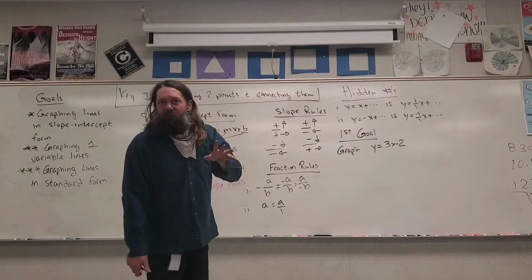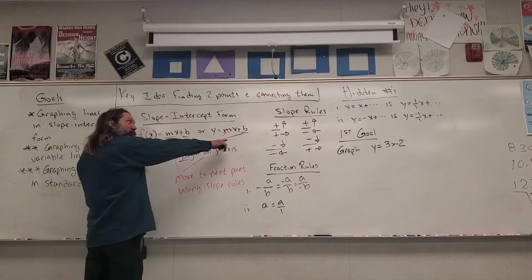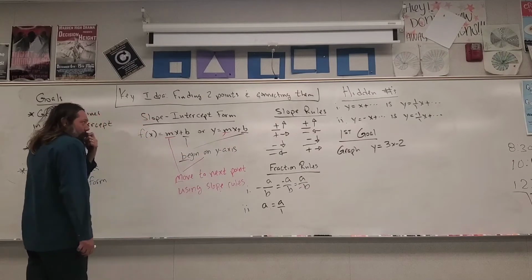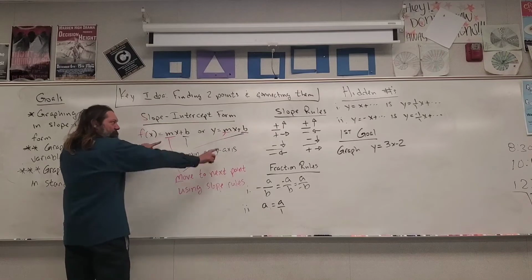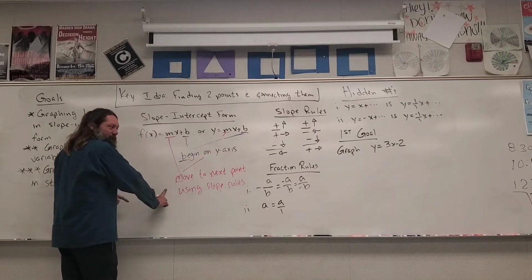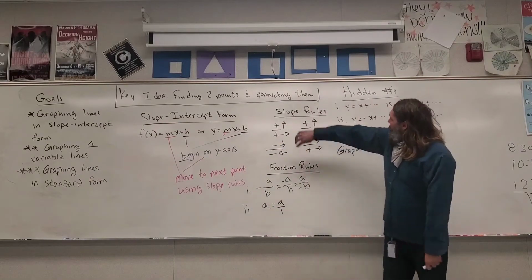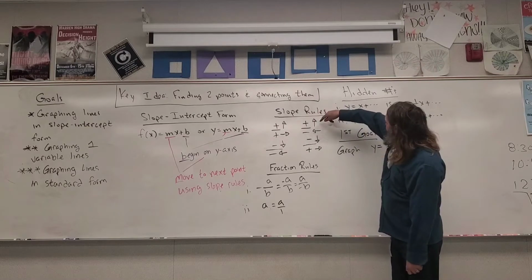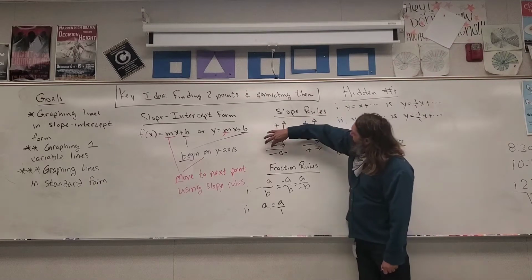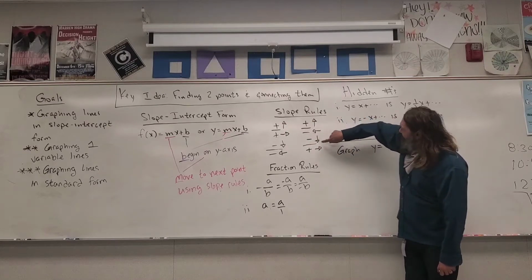Now, we've been simplifying our equations, and when we simplify them, we're actually putting them in slope-intercept form. The b value is where we begin on the y-axis, and the m value is how we move to the next point using the slope rules. We have 4 of them. A positive over a positive means I go up and to the right. A positive over a negative means I go up and left. A negative over a negative means I go down and left. And a negative over a positive means I go down and right.